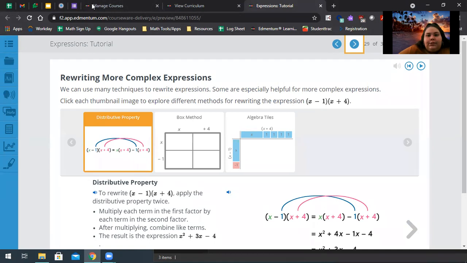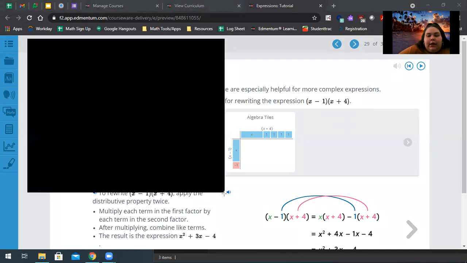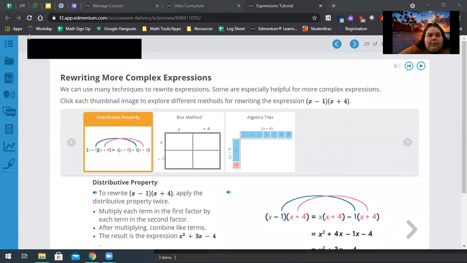So when we're multiplying this, there's a reason why I call this banana method. Oh, let me get this as a white screen. My bad.